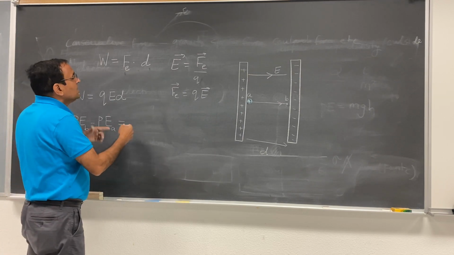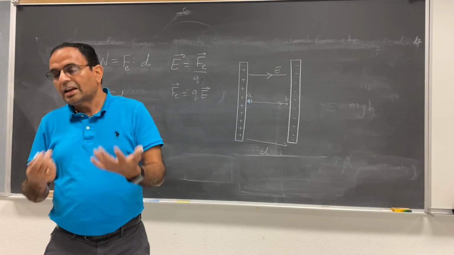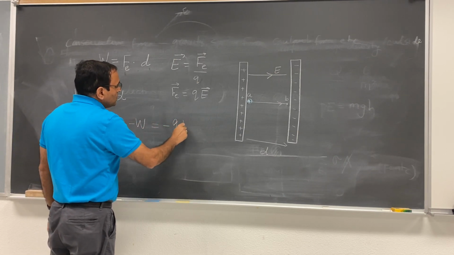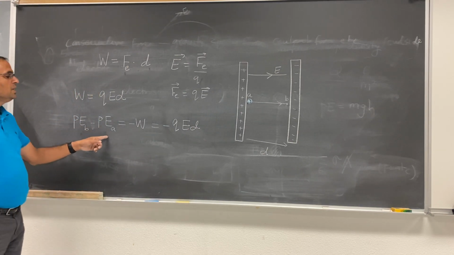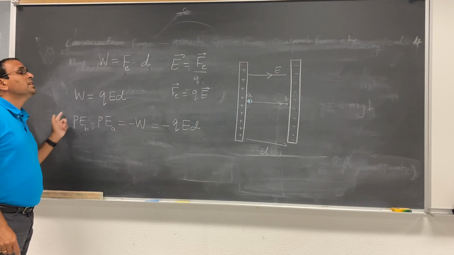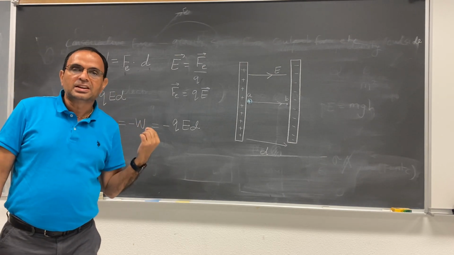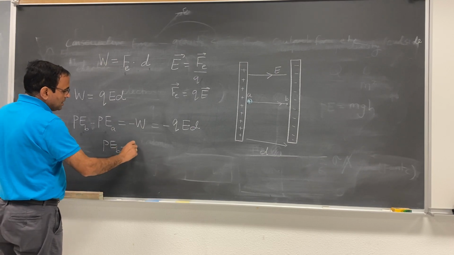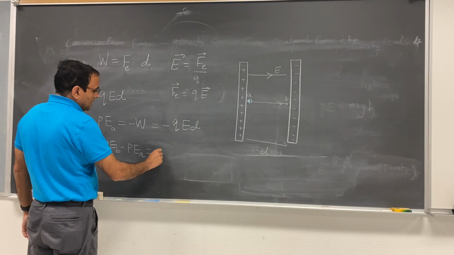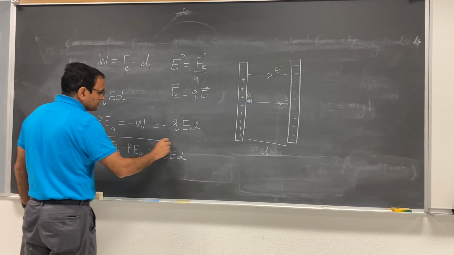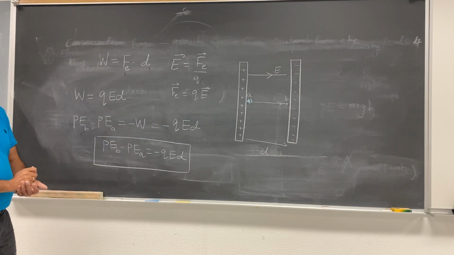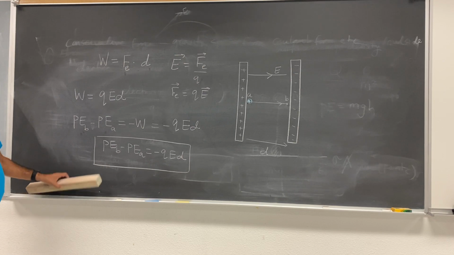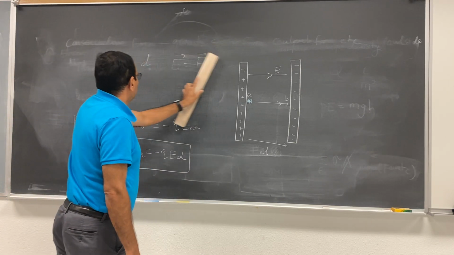So if you get the difference, then I already mentioned that the change in potential energy, delta PE, is negative work done. So it is negative W, but W is QED, so you can write negative QED. So PEB minus PEA, the difference in electrostatic potential energy, is equal to negative QED. So the difference of potential energy is the work done.